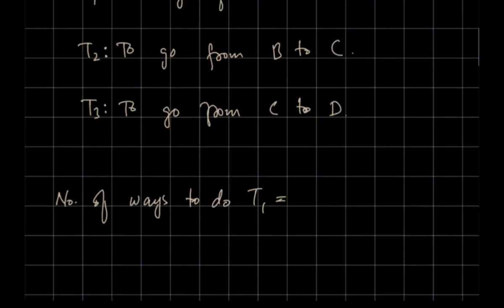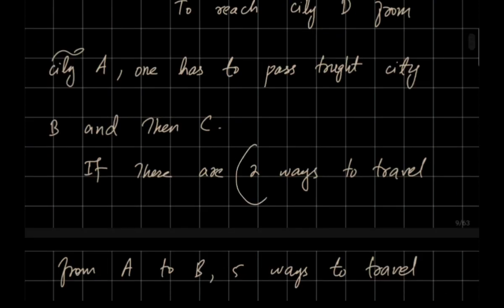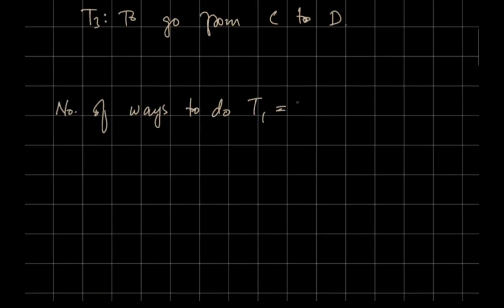Since the number of ways to do task T1 means the number of ways to move from A to B, and since the number of ways to move from A to B is 2, you can see here, I will write here 2.